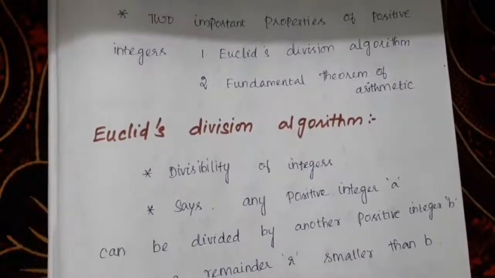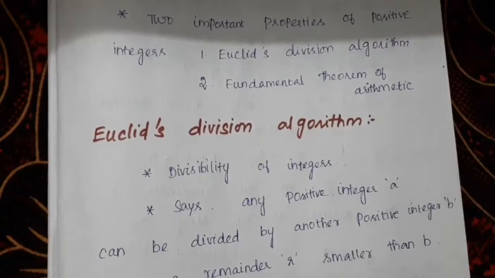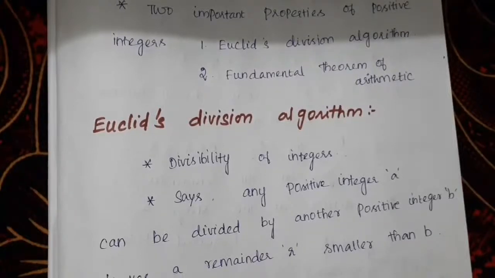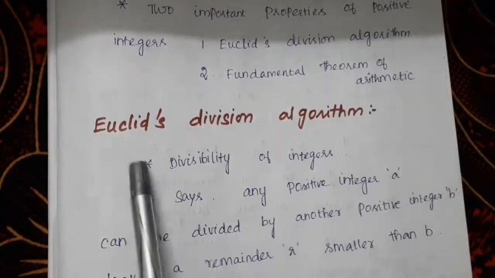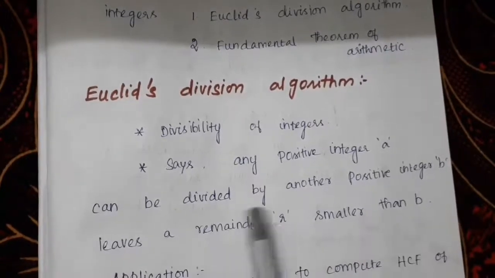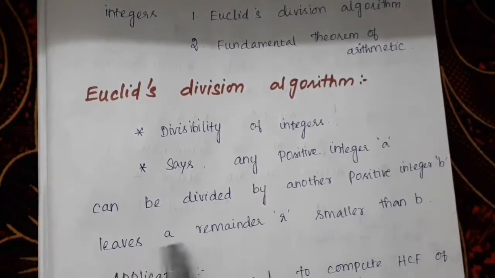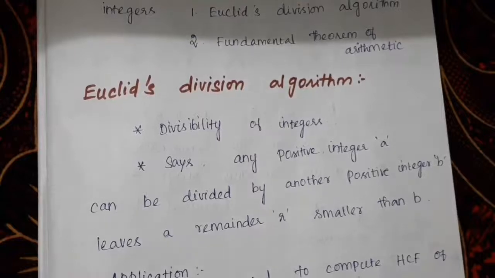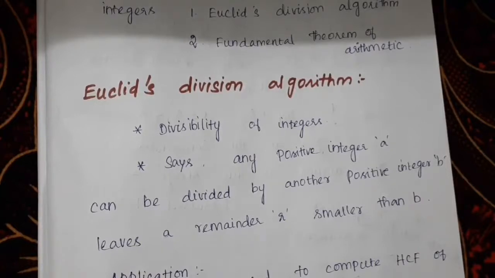First let us move on to the first topic, that is Euclid's division algorithm. Here the name itself indicates that Euclid's division algorithm has something to do with the divisibility of integers. Euclid's division algorithm says any positive integer a can be divided by another positive integer b, and it leaves a remainder r smaller than b. If we are dividing the integer a by b, then you are getting a remainder r which is smaller than b. So this is the statement of Euclid's division algorithm.